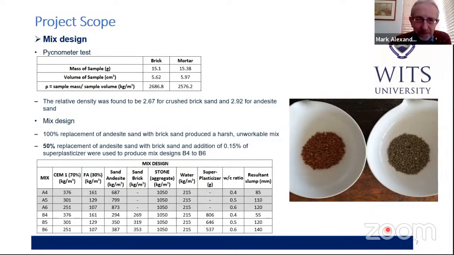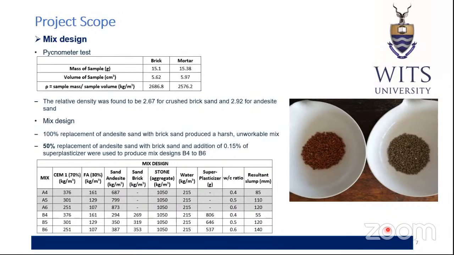Okay, carry on. The trial mixes of the brick concrete with 100% replacement of the andesite sand resulted in harsh and unworkable mixes, which led to the decision of replacing only 50% of the andesite sand with the brick sand. A plasticizer was used to improve the workability of the brick concrete mix and to provide a more even distribution of the binder particles throughout the mix.